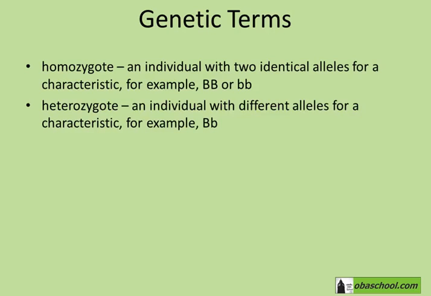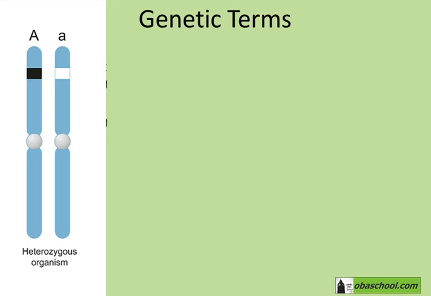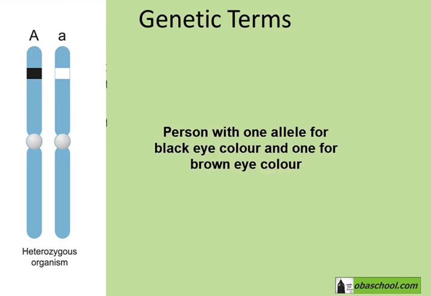A heterozygote is an individual with different alleles for a characteristic. So, for example, it's a person with the allele for black eye color and another allele for the brown eye color. This is a heterozygote.